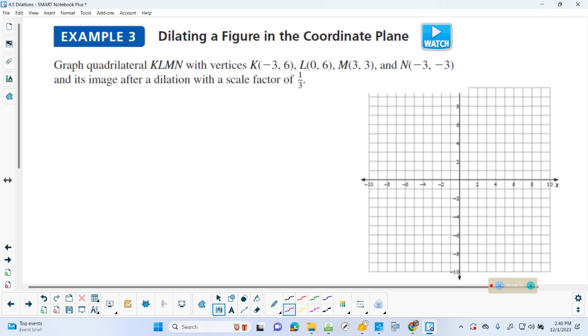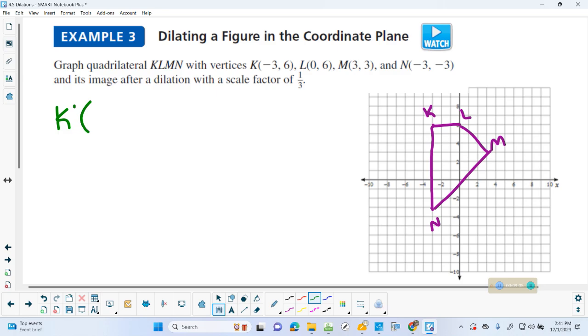Okay. So again, let's first plot the original one. K -3, 6. L at 0, 6. M at 3, 3. -3. Okay, all right. Here we go, fraction time. I'm scared a little bit. So now we're timesing everything by 1/3.